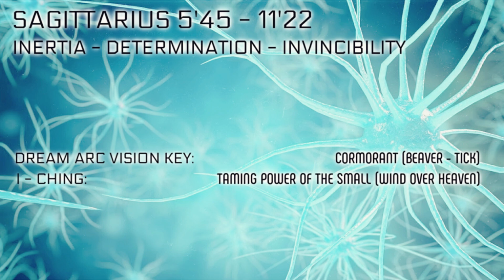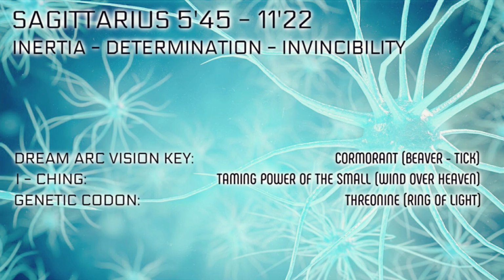In the I-Ching, this is wind over heaven, the taming power of the small. Trust in the power of the invisible, for the butterfly's wings create a typhoon. Oh, I love that. How tiny the butterfly is, but the power of its wings. The genetic codon associated with this archetype is the codon called the ring of light, associated with the amino acid threonine. And it's really interesting because there are 4 gene keys in this particular genetic codon. That's the 5, the 9, the 11, and 26, and they're all Sagittarius archetypes. So Sagittarius, you are our lights.